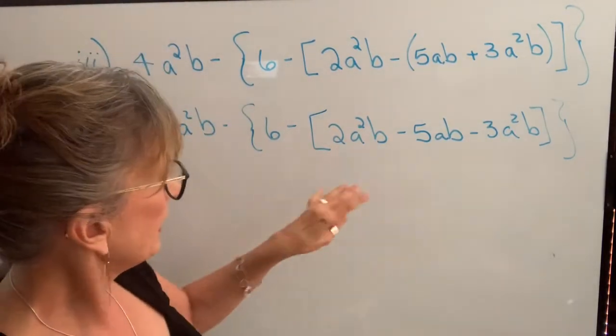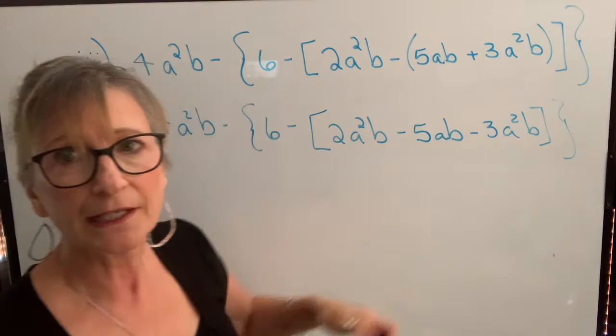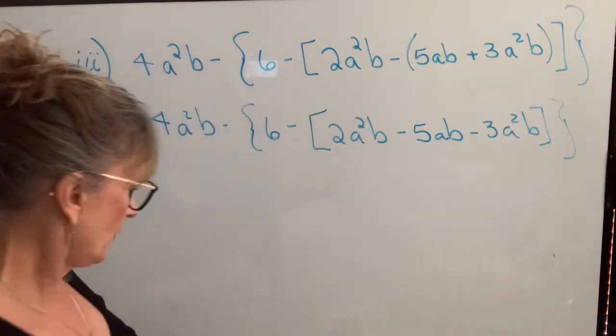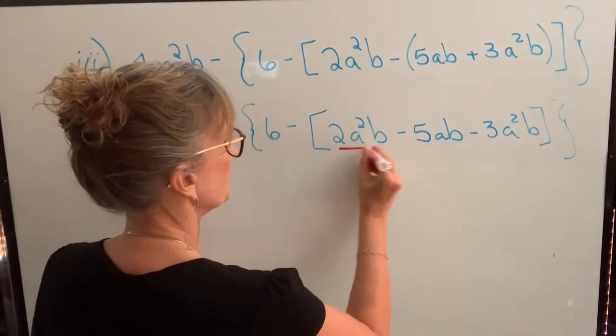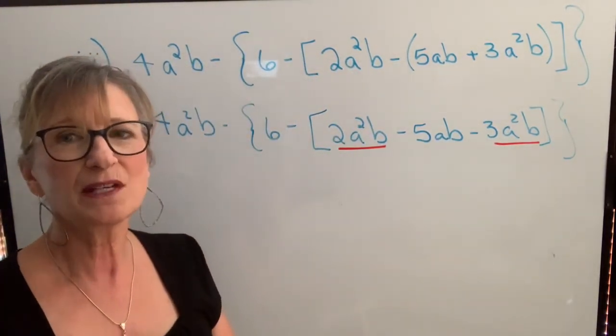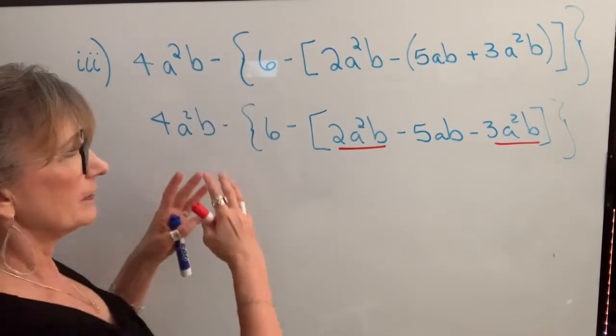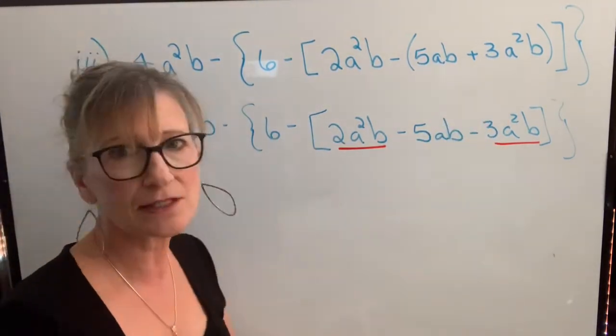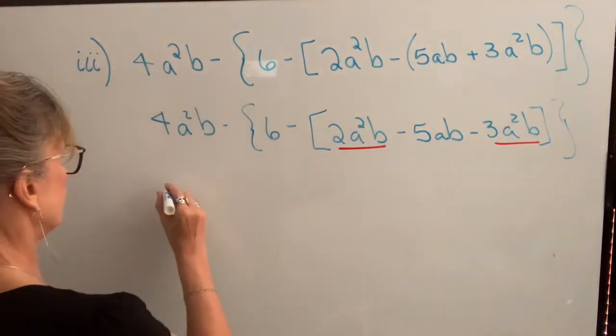Now, before I look at anything else, I'm going to see if I can simplify in here. Do I have any like terms? Well, I have a squared b here, and I have a squared b here. So always simplify when you can. It just makes it easier so you're not carrying a lot of operations unnecessarily. So I'm going to do that next.